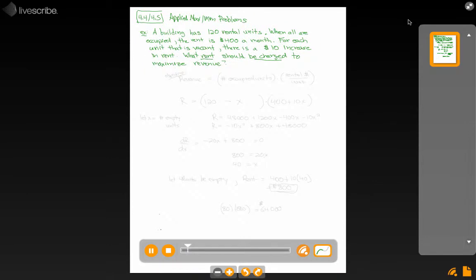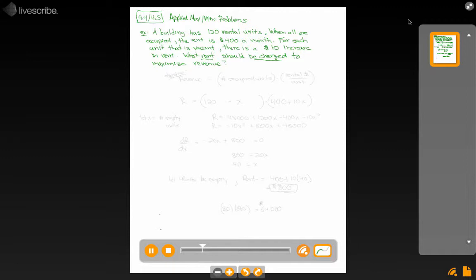We've got a building that has 120 rental units in it, apartments, and when they're all occupied, the rent is $400 a month. So you could easily multiply 120 times 400 and see that you can make $48,000 a month if you do that. Now they find that for each unit that's vacant, there's a $10 increase in rent. Or in other words, if you increase the rent $10 to $410, you get one empty unit. If you increase it another $10, you get two empty units, etc. So the question is, if you own this building, what rent should you charge to get the maximum revenue?